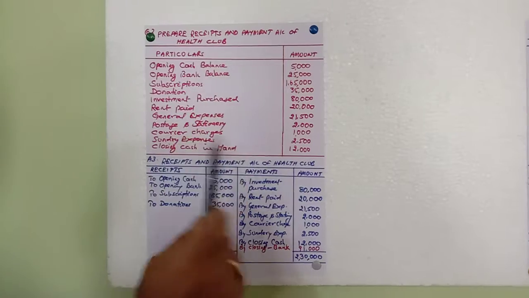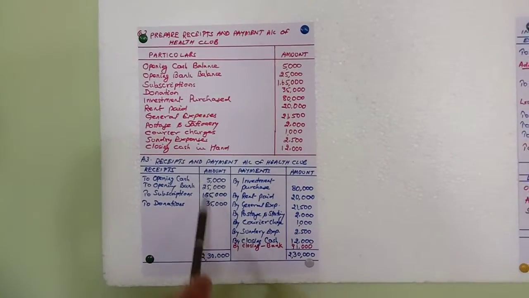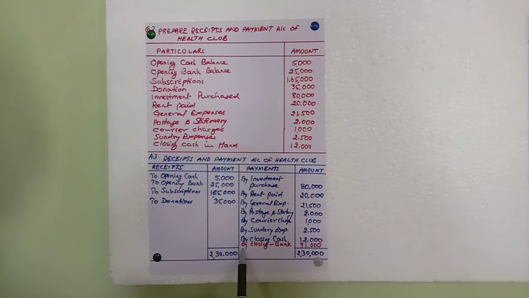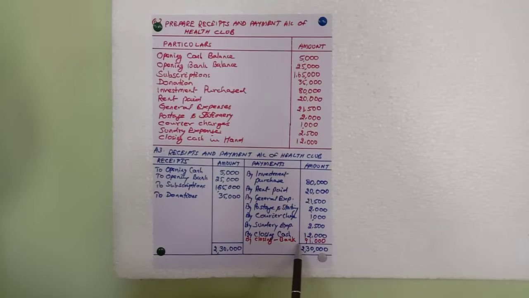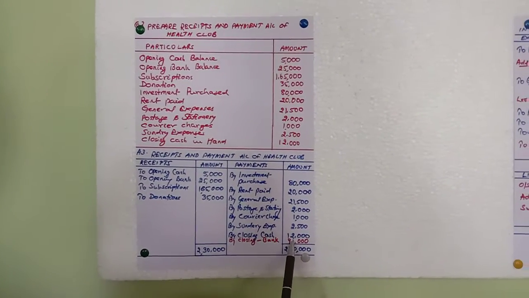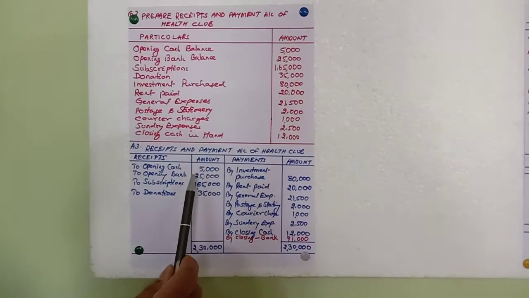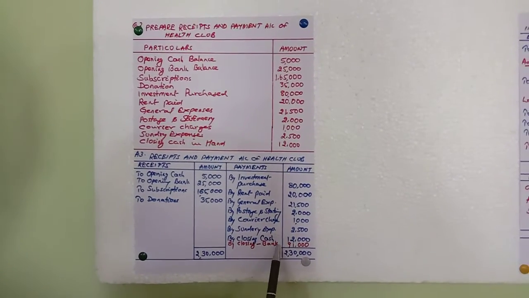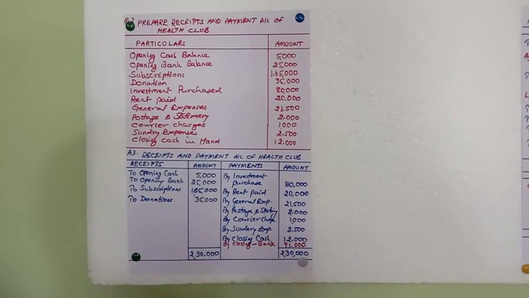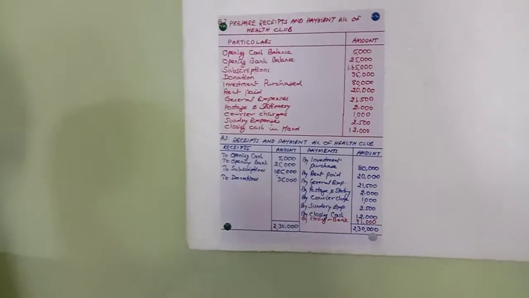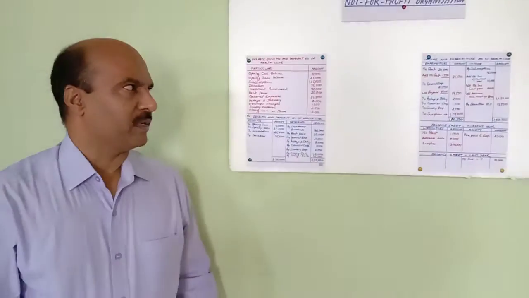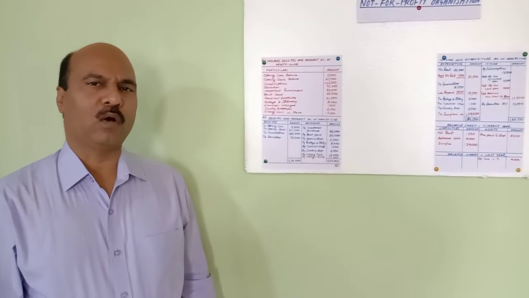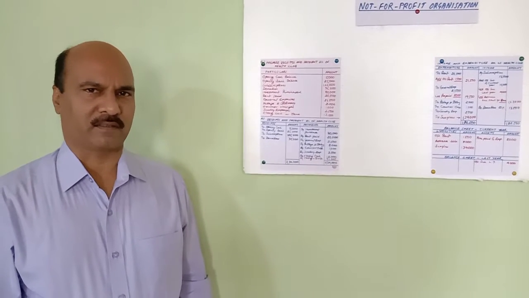Now all my posting is done. Now I need to balance this, so add up both sides, and the balancing figure I have written with red ink, closing bank balance, that is 91,000. So the opening cash and bank balance appear in the opening balance sheet, whereas closing cash and bank appear in the closing balance sheet. Hope you understood how to prepare a receipts and payments account, and in the next question I am going to show you how to prepare income and expenditure.